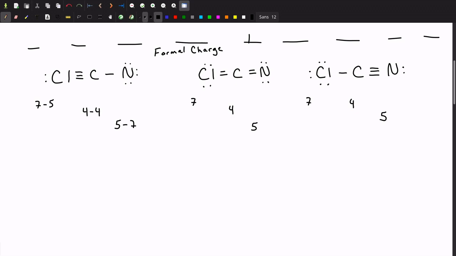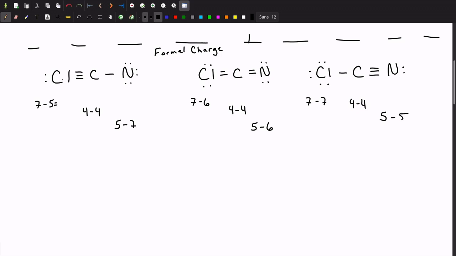Here we have 1, 2, 3, 4, 5, 6, minus 6. This carbon is going to be 1, 2, 3, 4, minus 4. And this nitrogen is going to be 1, 2, 3, 4, 5, 6, minus 6. This chlorine here, 1, 2, 3, 4, 5, 6, 7, minus 7. This carbon, 1, 2, 3, 4, minus 4. Nitrogen, 1, 2, 3, 4, 5, minus 5.